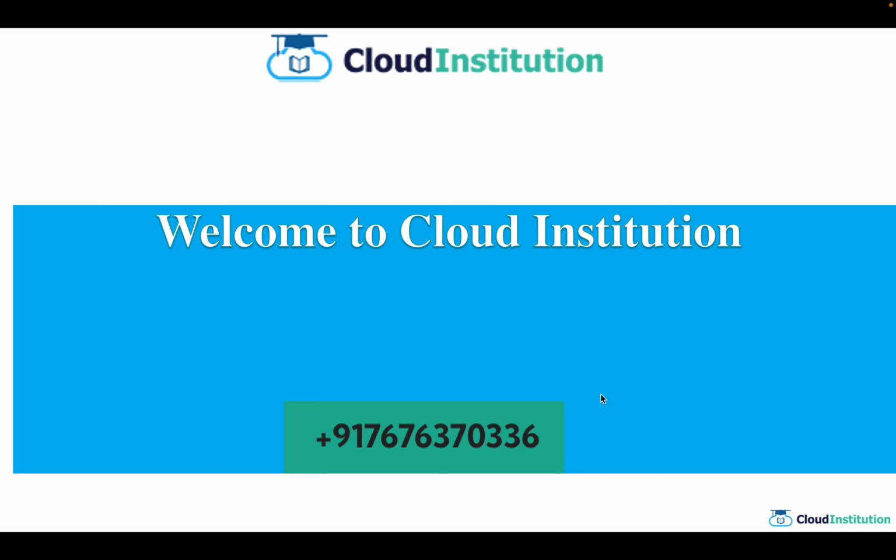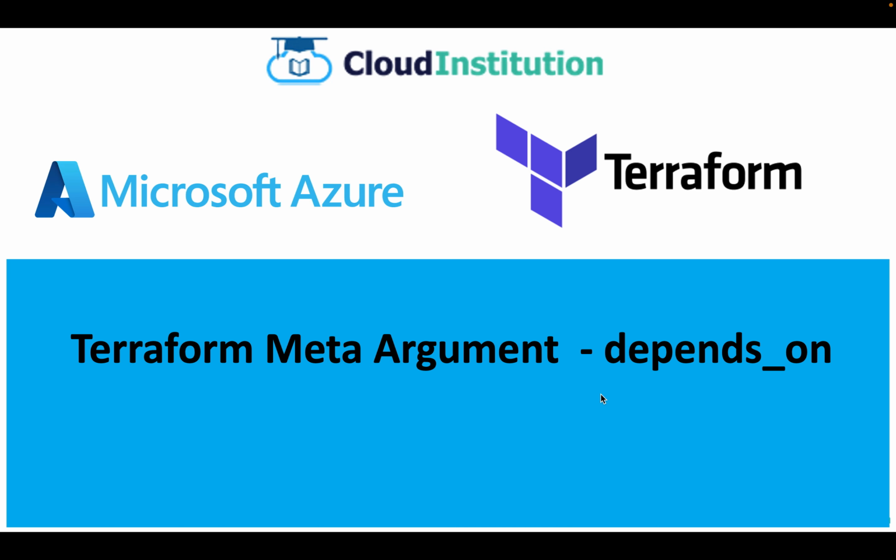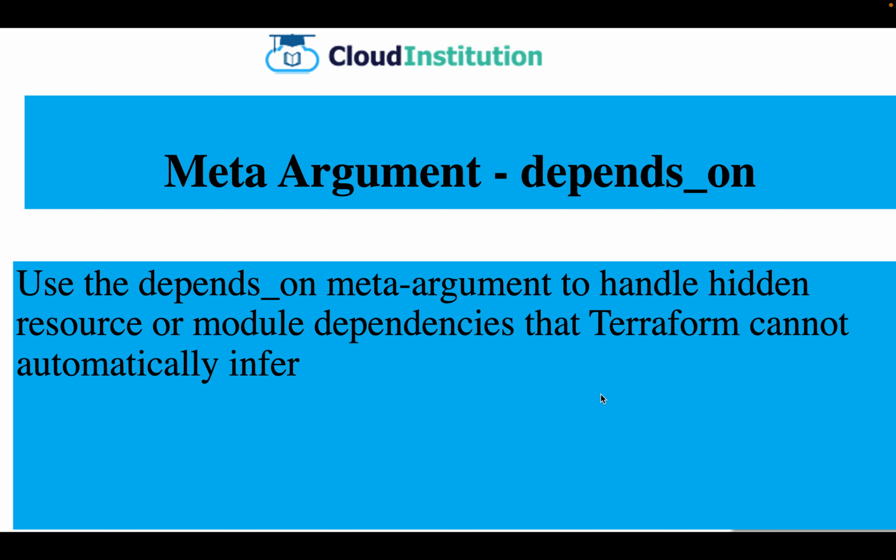So today in this video we're going to see one of the interesting topics, which is the Terraform meta argument depends_on. So what is depends_on? Let's see what it is. The meta argument depends_on is basically used to handle dependencies.